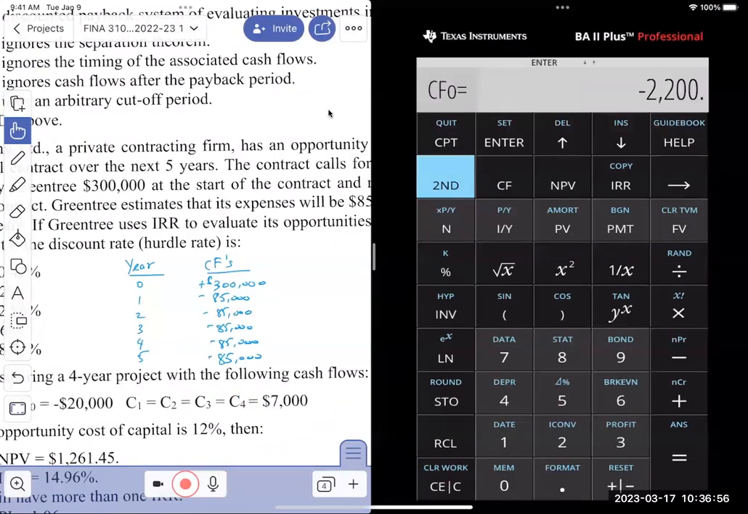And so I got to clear my work and begin with 300,000, enter down, and now 85,000 negative. Don't forget the negative. Enter down and then tell it 5, right? You want 5 of those. Enter down and you're done. That's it. Now ask for IRR and to compute, and you get this number. So you get the number, but you're not finished because you have to figure out how to interpret that.